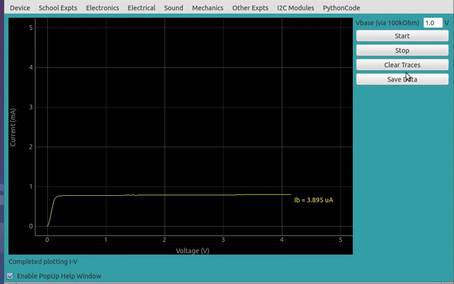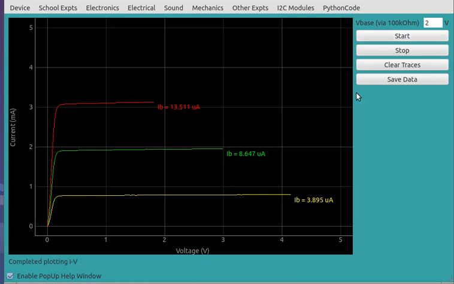Now we can increase the base current. Say suppose we make it 1.5 volt, a 50% increase. So start again, and now it's roughly 4 microampere, it is 8 microampere. So we can again increase the base current and draw another set of characteristic curves.